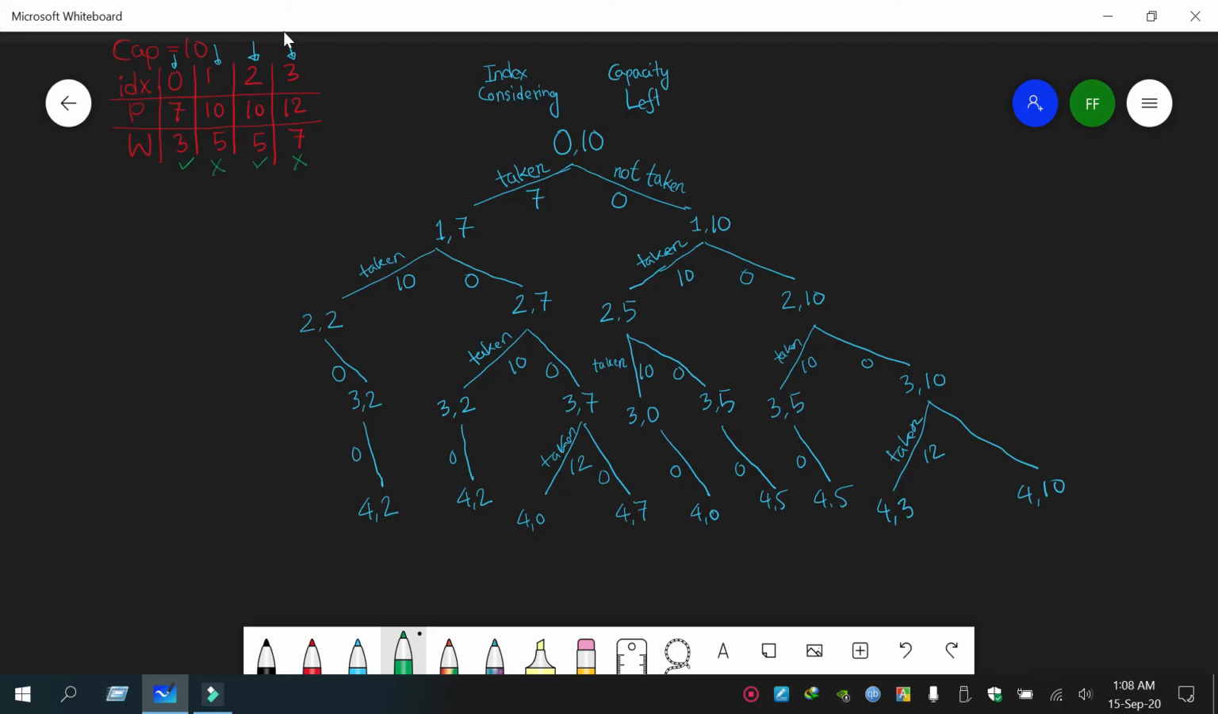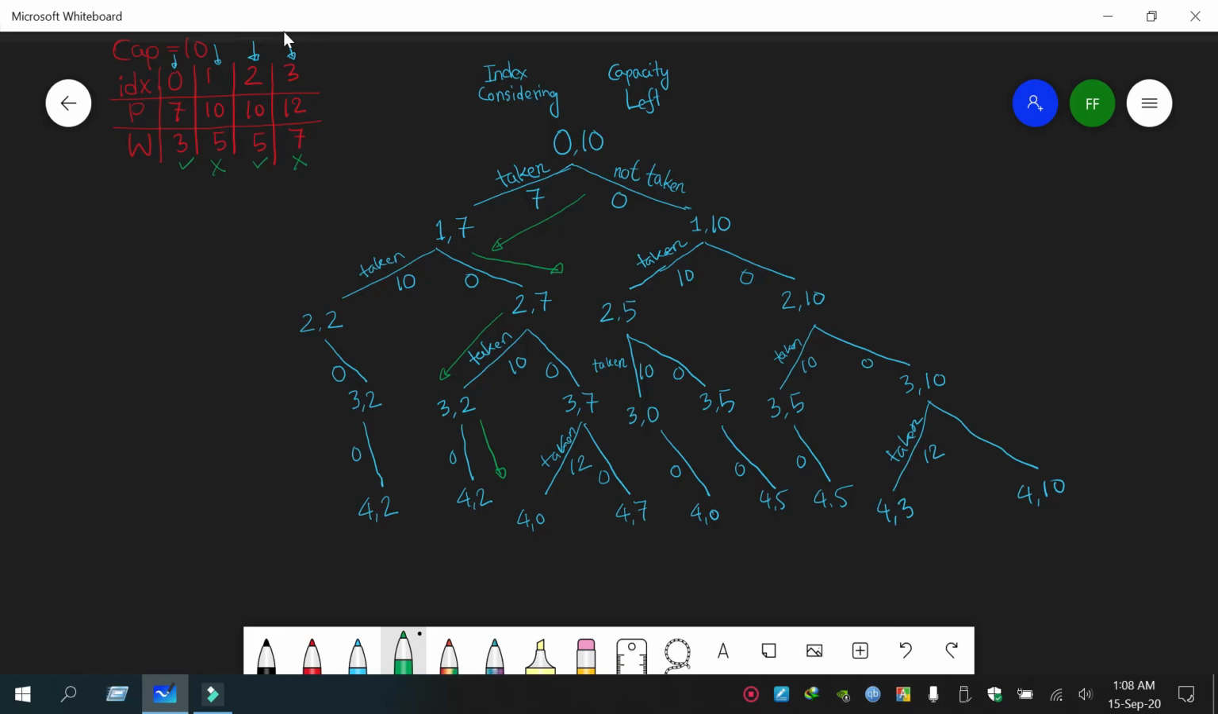Then it will follow, as you see, the first item is taken, so you will follow through this way, and then you haven't taken the second item, so you will go this way. Right now we are here, and then you have taken the third item, so you will go this way, and you haven't taken the fourth item, so you will go this way. So this path denoted by the green lines is the case, that is, you have taken the first and the third item but not the second and the fourth item.